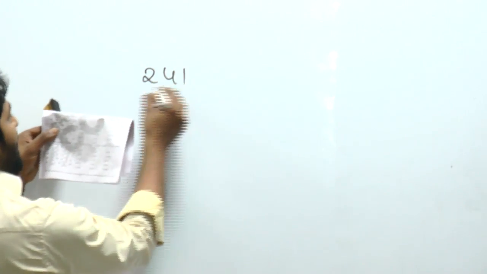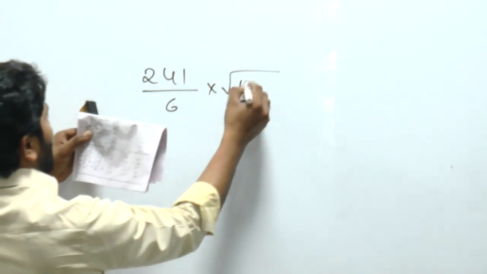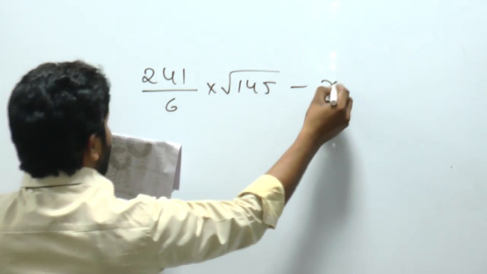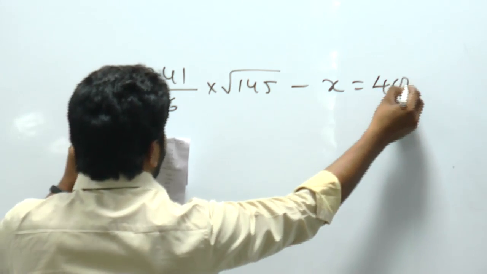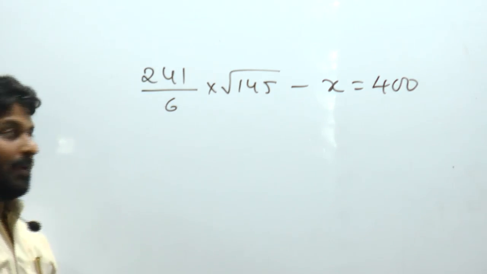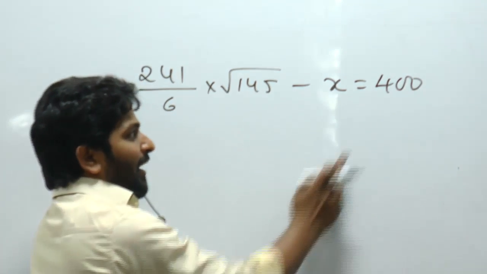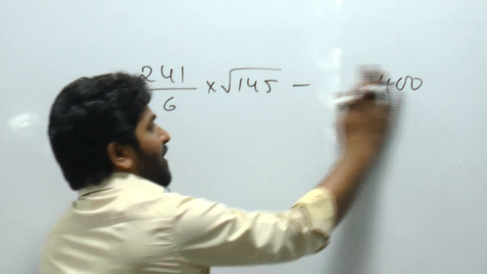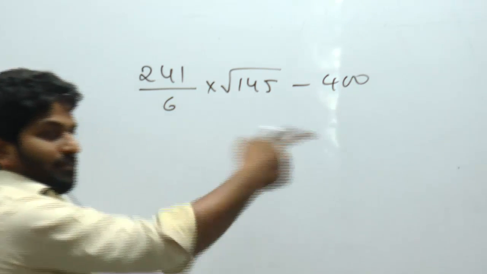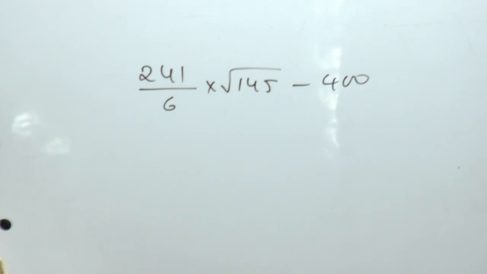Next, 51. 241 divided by 6 into under root 145 minus x is equal to 20 square, which is 400. Minus x goes to right hand side and 400 comes to left hand side. So x value will be equal to this much.